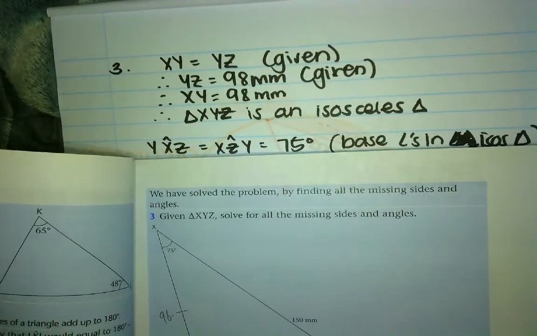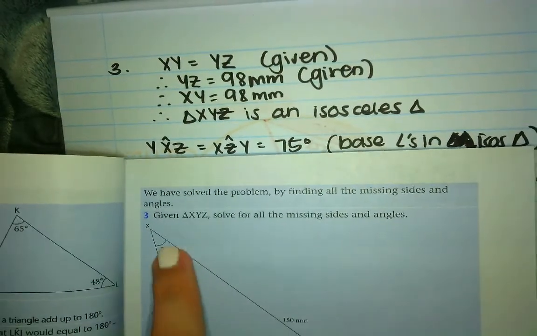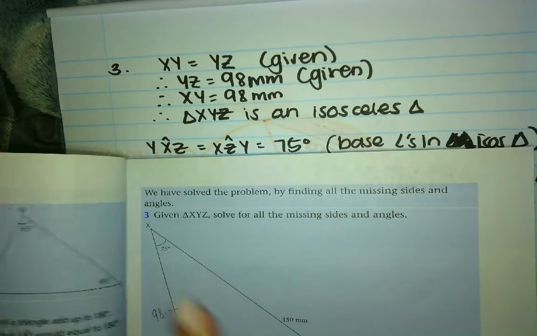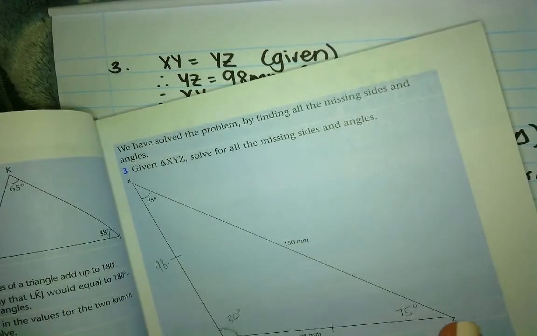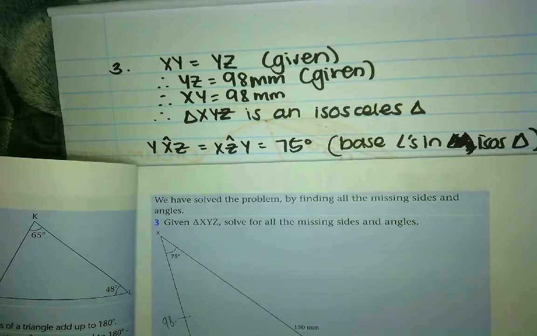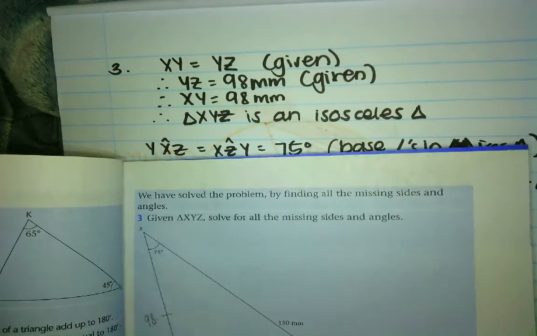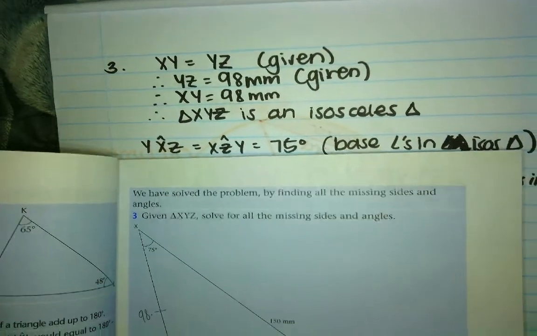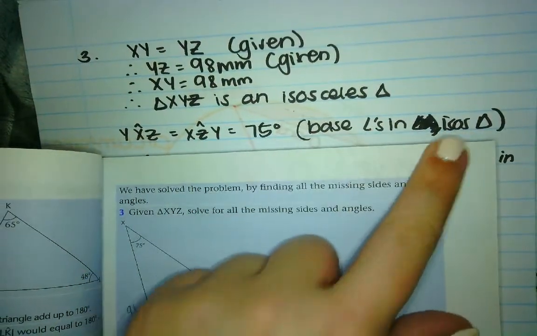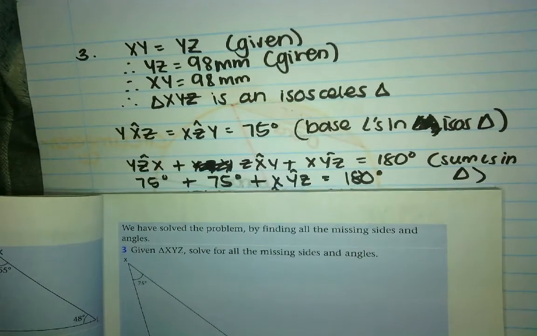That means this angle here, x, is 75, which then means that z is going to be 75. Why? Because it is an isosceles. But we can't say that. That's the name of the triangle, but that's not the reason why they're the same. The reason is because they are the base angles, the bottom angles, in an isosceles triangle.